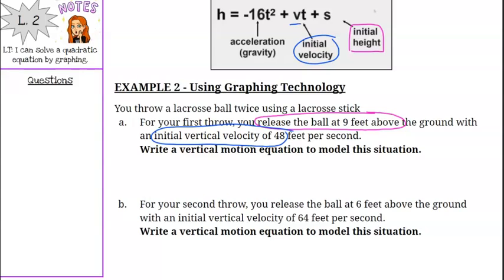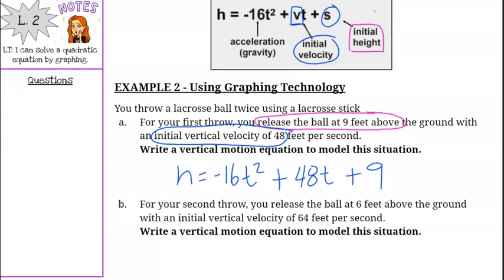So now we're just going to put that all together. We're going to write our equations. We're going to have h equals negative 16t squared plus we replace the v with that initial velocity, which is 48. Keep the t next to it, plus s. So s is that initial height, that 9 feet above the ground.